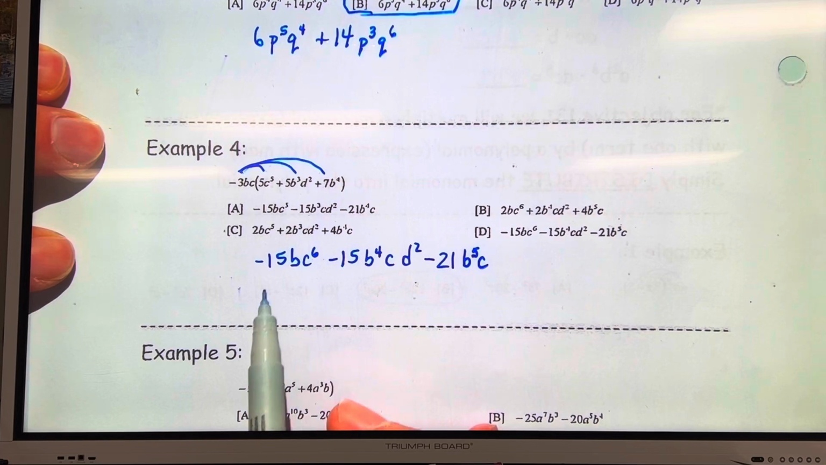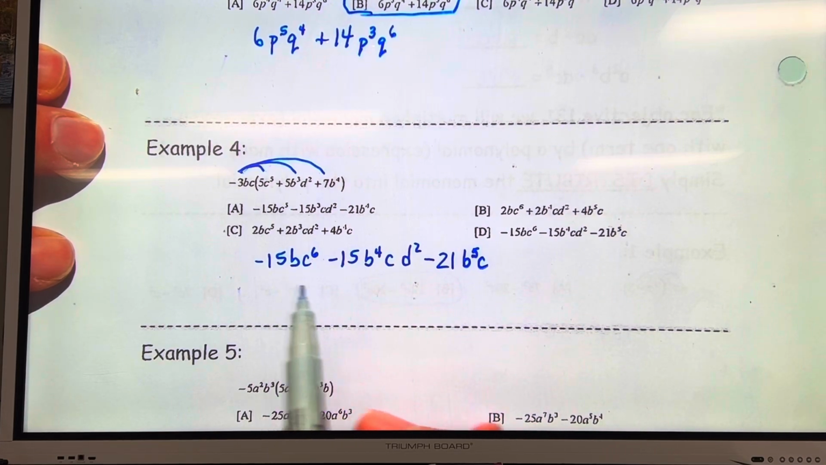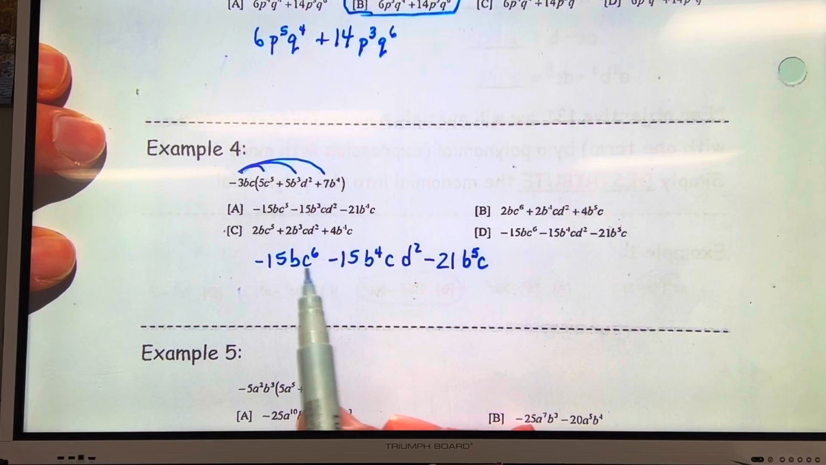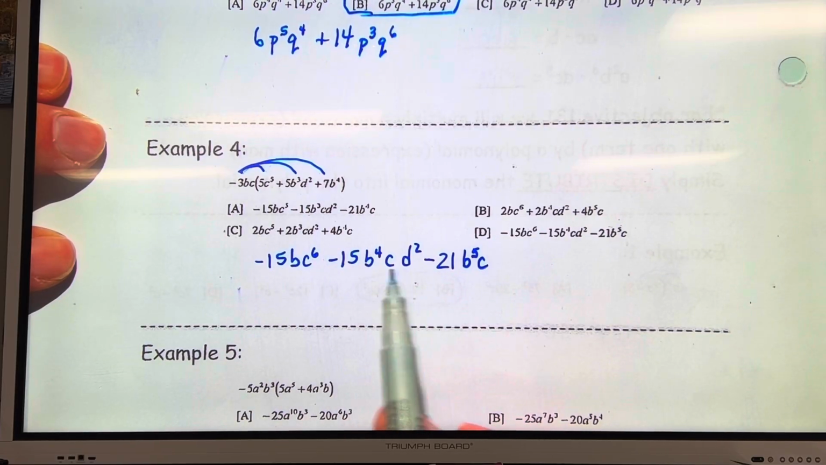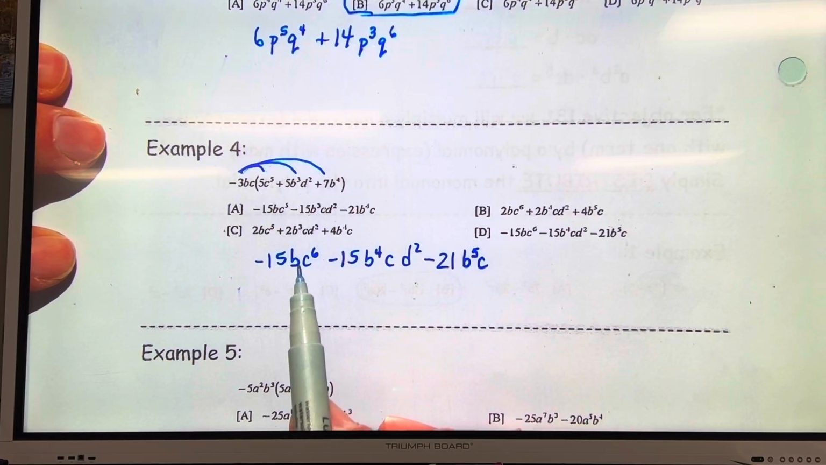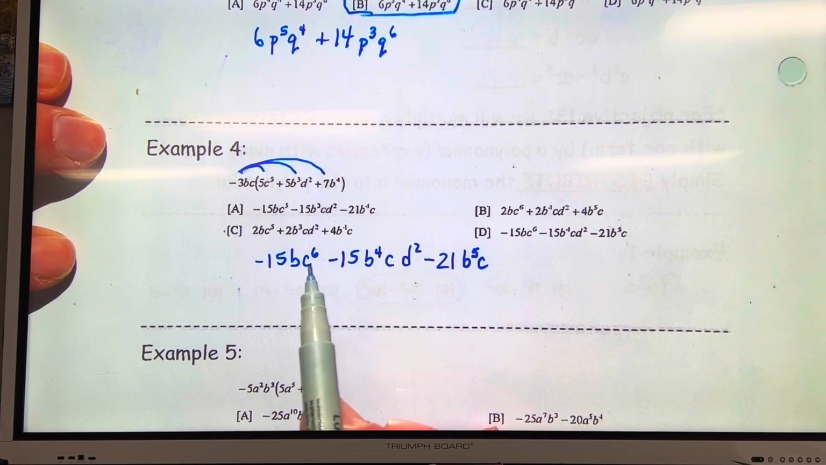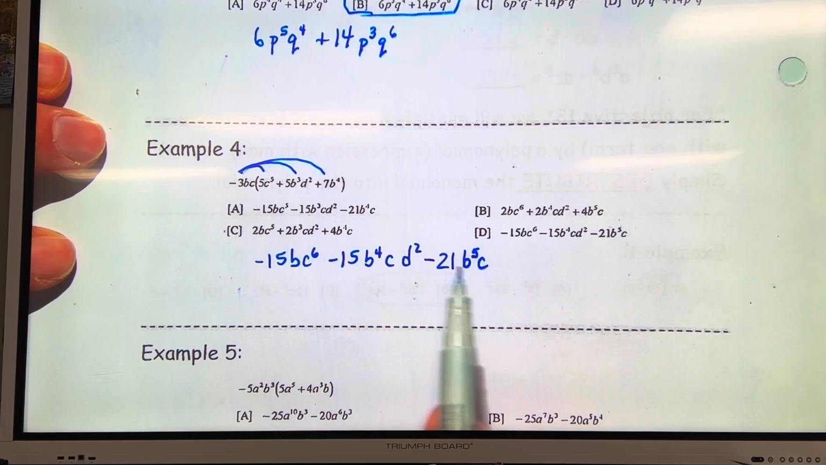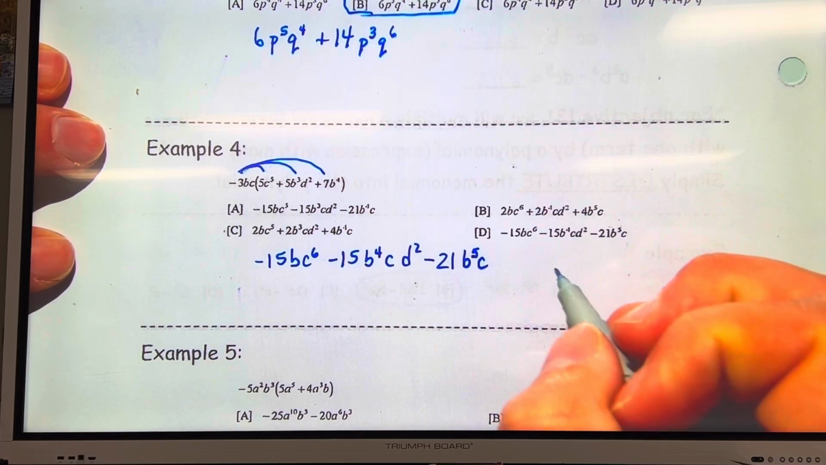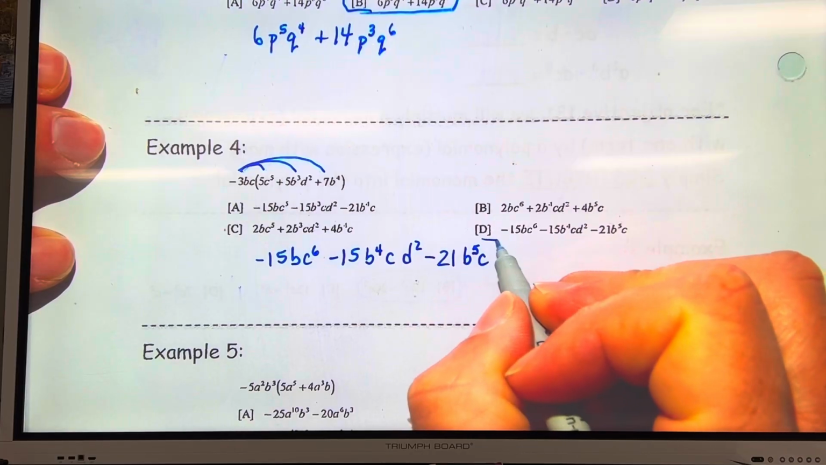Now, I'm going to look at these. Can I combine these? And to combine them, they have to be exactly the same. So I do not have exactly the same BC parts. Because even though this is just a BC and this is just a BC, this is B to the fifth and just a B to the one. So I can't combine those together. So this is my final answer. So I just look for which one that is, which looks like it's D over here.